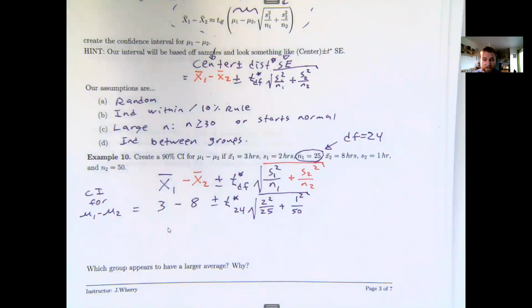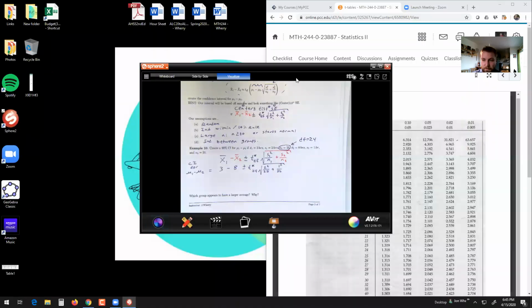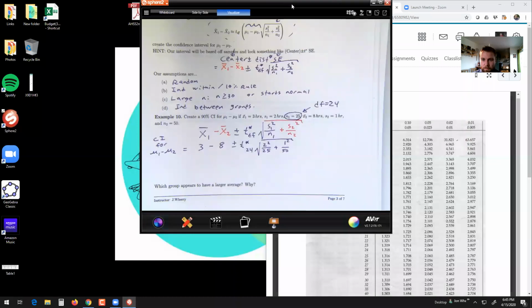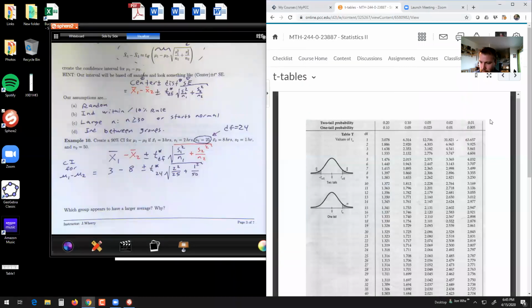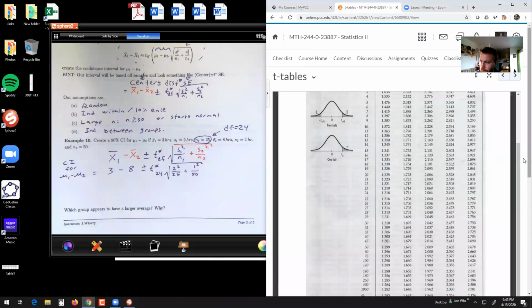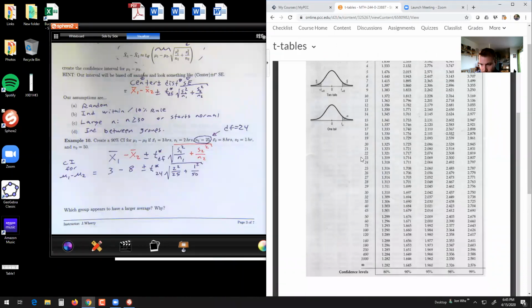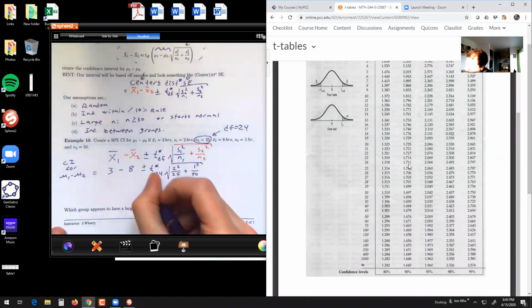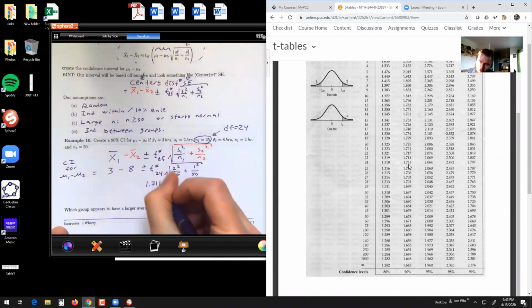So I'm going to go to my table, 90% confidence, and degrees of freedom of 24. Well, 24 is one of my rows, so I kind of look out there. 24 meets the 90 right there at 1.711.